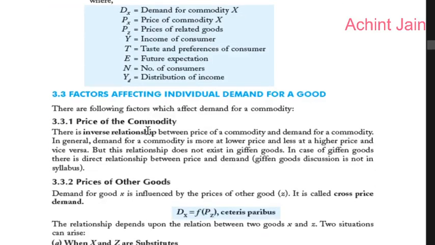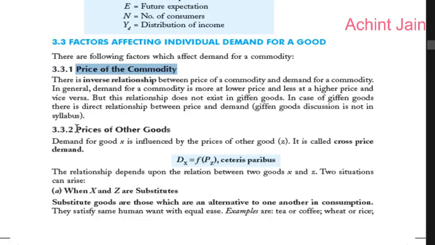Various factors affect the individual demand for a good. The first is the price of the commodity. Price and demand for the commodity have an inverse relationship, because you know the nature of the consumer. When the price of the commodity goes down, they purchase more, and when the price goes up, they purchase less.